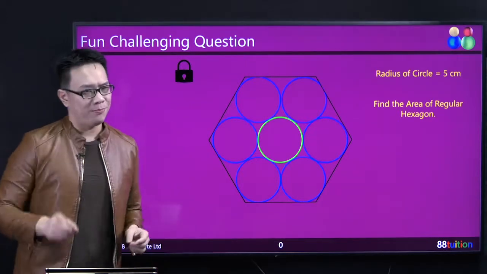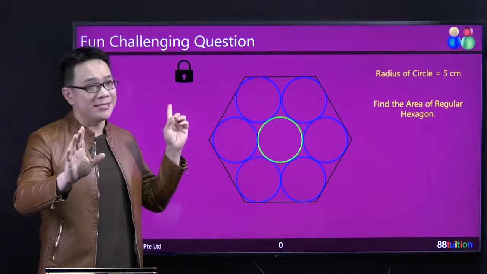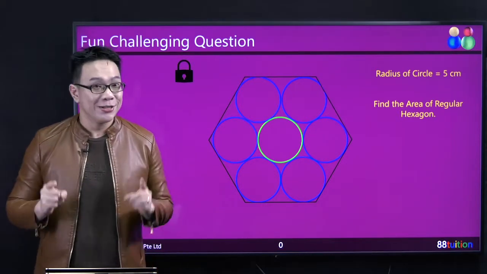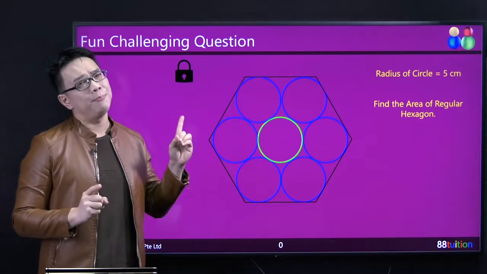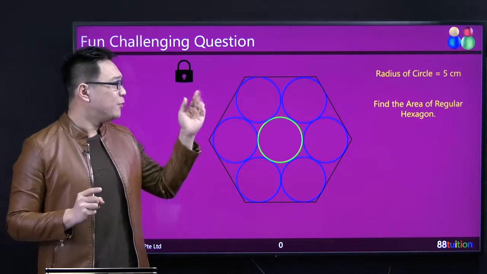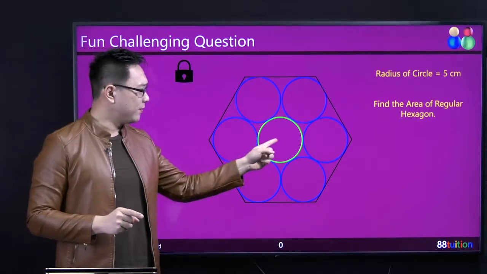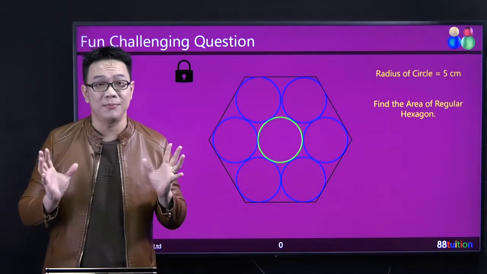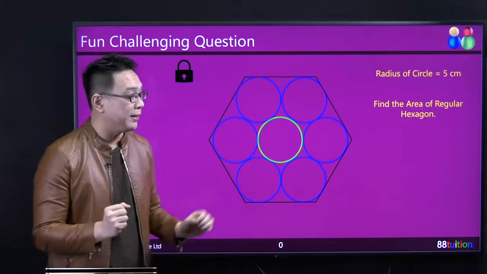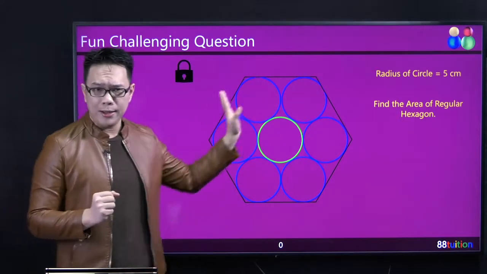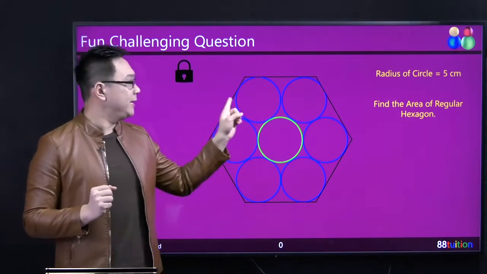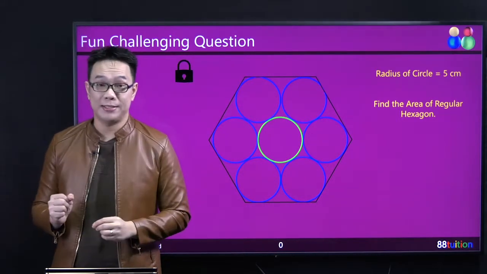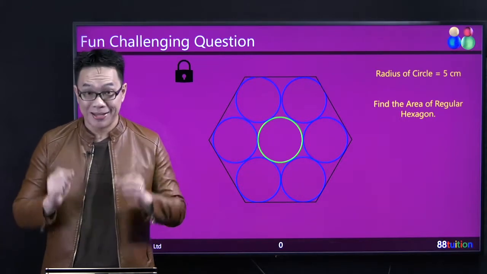As you can see, I prepared one that is not really easy, but it's fun and challenging, just for you. You're given only one piece of information: the radius of the circle is 5 cm. So from the center to the circumference of one small circle is 5 centimeters. And you're supposed to use that to find the area of the regular hexagon. These 7 circles are of the same size, so all the radii are 5 cm, 5 cm, 5 cm, and so on. Can you do it?